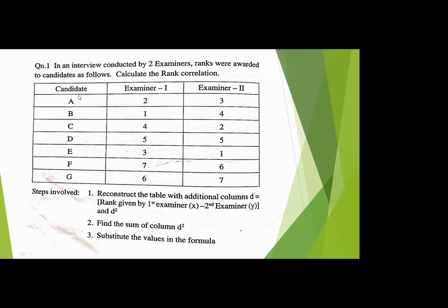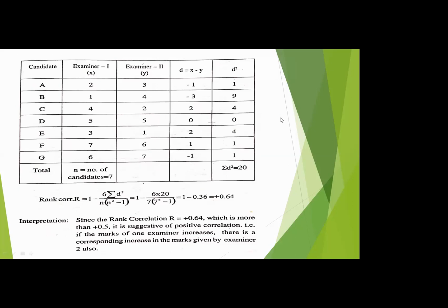From the data here, we can observe that for candidate A, examiner 1 gave the rank as 2, and examiner 2 gave the rank as 3. And for B, examiner 1 gave 1, and examiner 2 gave 4. Like this, they are ranked for all the 7 participants.